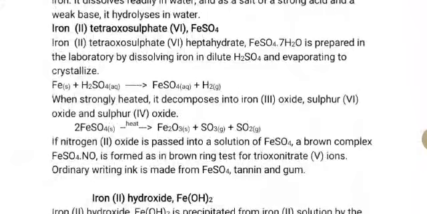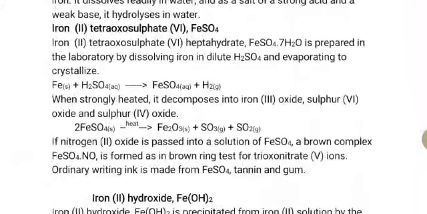When strongly heated, it decomposes into iron 3 oxide, sulfur 6 oxide, and sulfur 4 oxide. That is, when iron 2 tetraoxosulfate 6 is strongly heated, it will decompose to iron 3 oxide, sulfur 6 oxide, and sulfur 4 oxide. The equation, 2FeSO4, when heated, gives Fe2O3 plus SO3 plus SO2 gas.